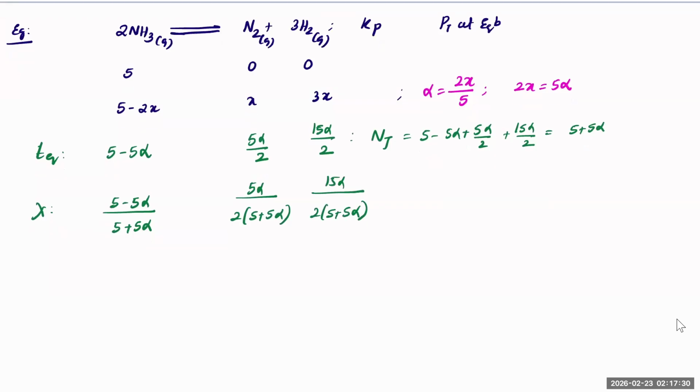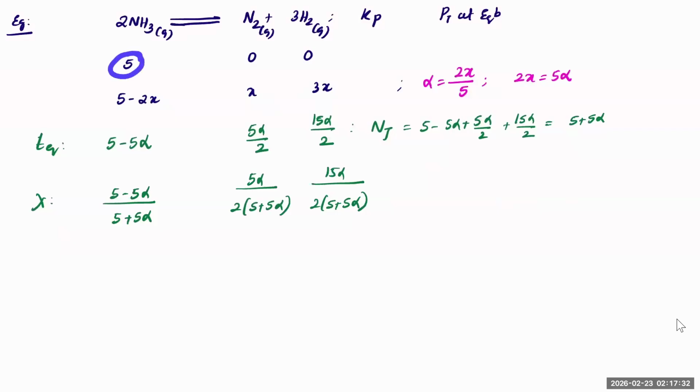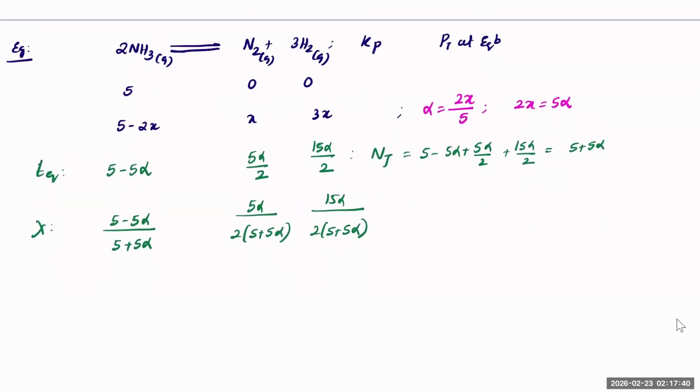Again, have you noticed that whether you take the initial amount as 5 or 1, it does not make any difference? It will get cancelled off. Okay. So please be very careful while doing it with the stoichiometric coefficient, which is initially given as 2 here. Clear with this part, everybody? Okay. So this is the first part. Everybody must understand how it goes.